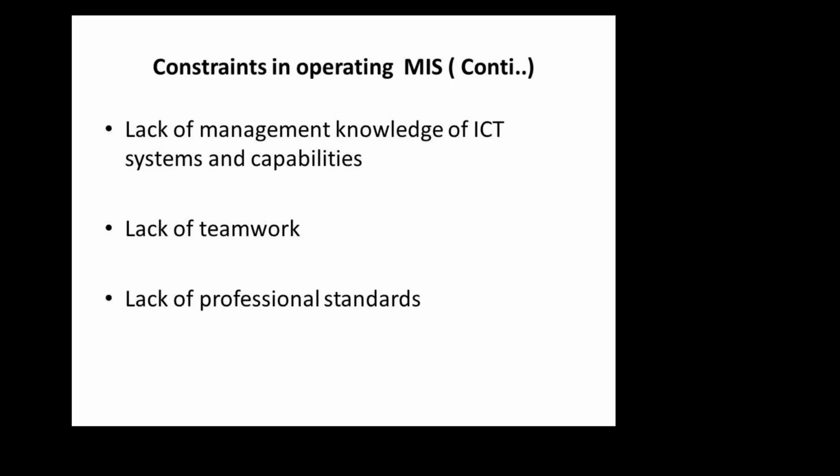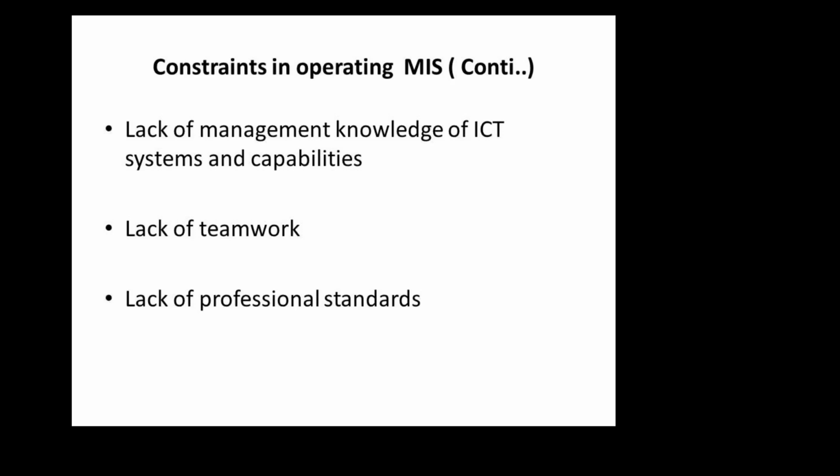And next one, lack of teamwork. An ICT manager must coordinate with the accounts department, marketing, sales department, HR or finance department, so that everyone can understand the benefit of this MIS system. Last one, lack of professional standard. All systems need clear documentation that all users are able to understand. So that is one of the major constraints in operating MIS.